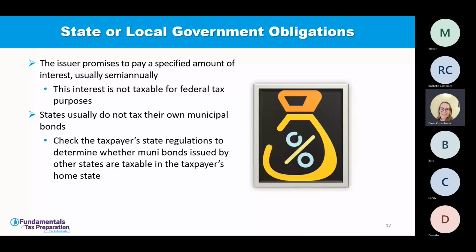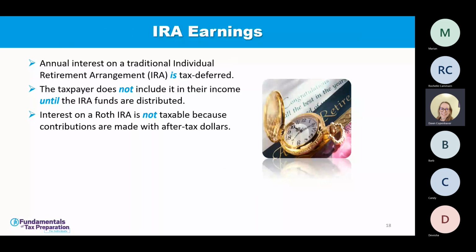Okay, so IRAs, individual retirement arrangements, is a tax deferred retirement planning account. So you do not include any interest that's earned inside that arrangement until the funds are distributed. And interest on a Roth IRA is never taxable because those contributions are made with after-tax dollars. That's why a lot of people like to invest in Roth, because it grows tax-free and they can take it out in retirement and not have to pay any taxes on it.